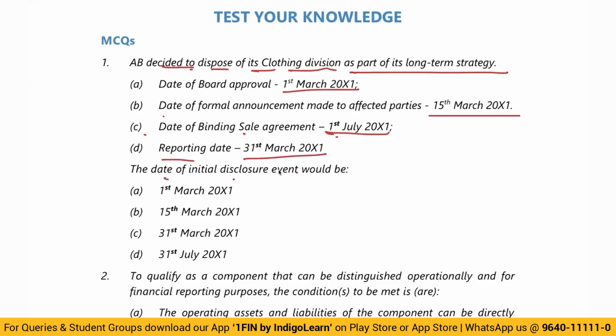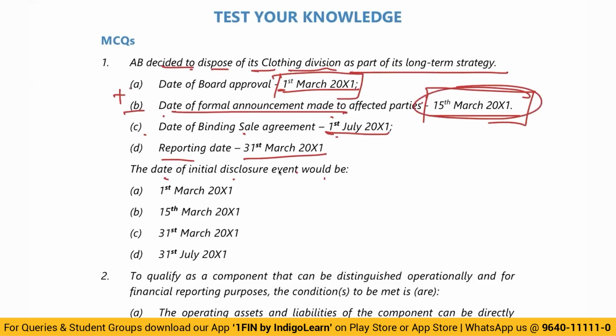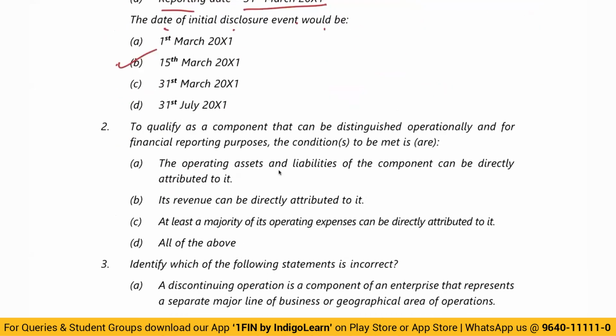The date of the initial disclosure event will be when the formal announcement was made to the affected parties. Board approved on 1st, but approval plus this has to be satisfied. So when did we communicate? On 15th of March. When did we enter into the sale agreement? 1st of July. So 15th March is earlier. So it will be 15th March.